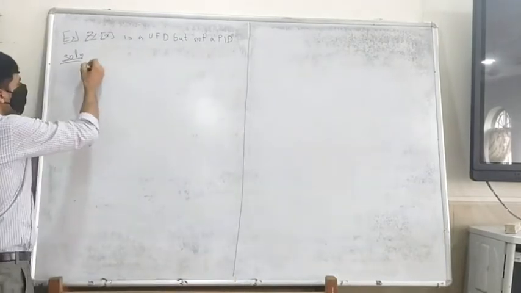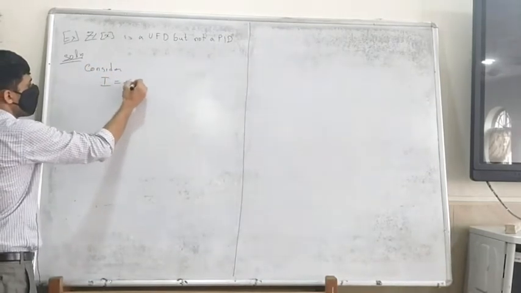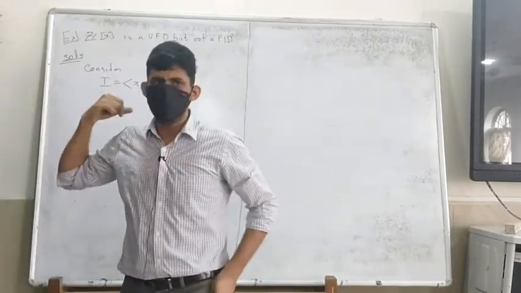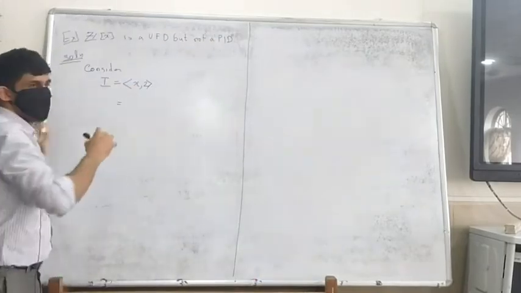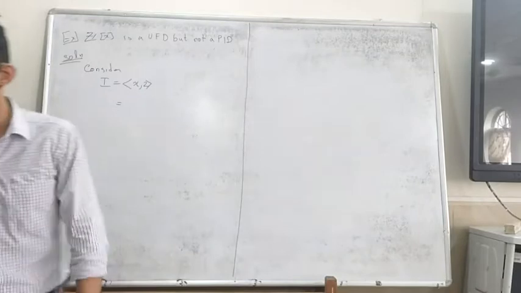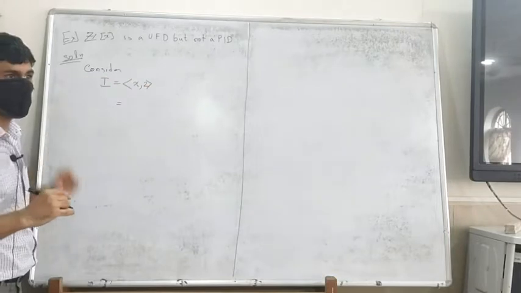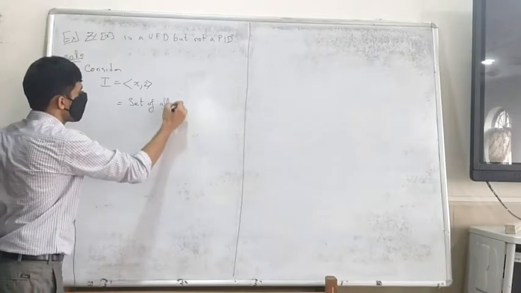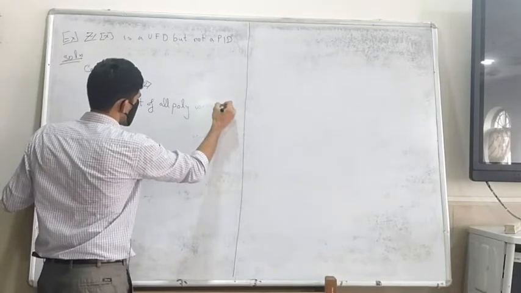Consider the ideal I equals (x, 2). And we proved that this ideal is essentially the set of all polynomials with even constant terms. You can quite easily show that just by set containment on each side. You can show that this is the set of all polynomials with even constant term.